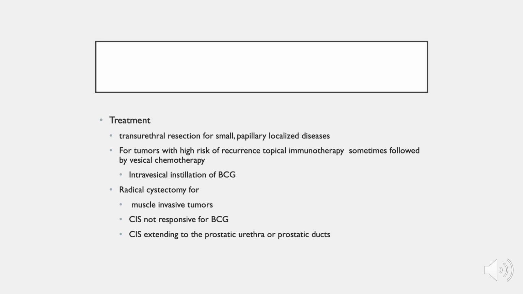And sometimes radical cystectomy is used, but it's reserved for cases in which there is muscle invasion, in which there is carcinoma in situ that does not respond to BCG treatment, or carcinoma in situ that's present in the prostatic urethra or involving the prostatic duct, because BCG is unlikely to reach those areas and result in cure.